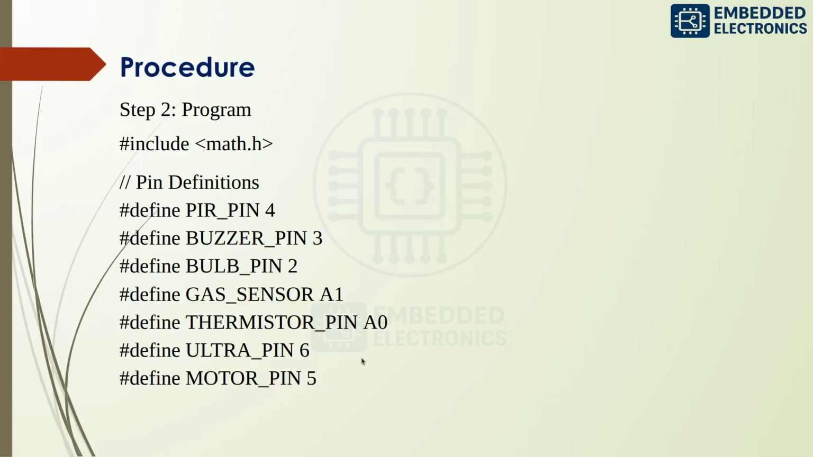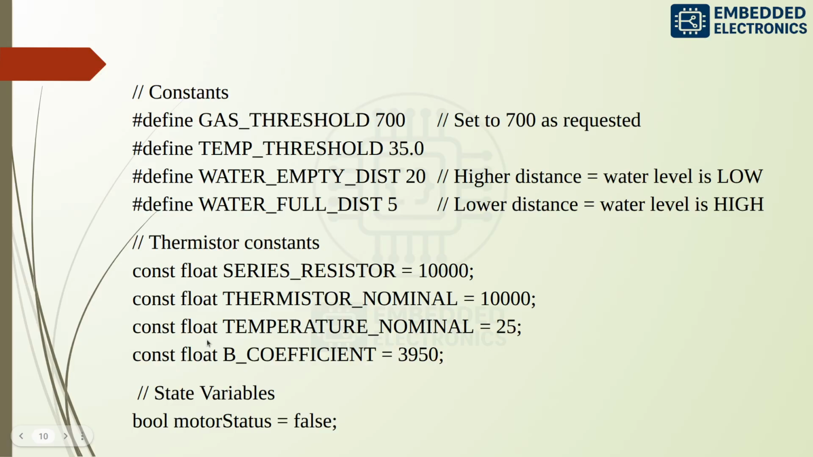And next is the program. This is step 2. First we need to declare the pin numbers: sensor pin, buzzer pin and bulb pin. And next are the constants. So here we define the constants of gas threshold, temp threshold, water empty distance and water full distance. And then the thermistor constants: series resistor, temperature nominal, thermistor nominal and B coefficient.